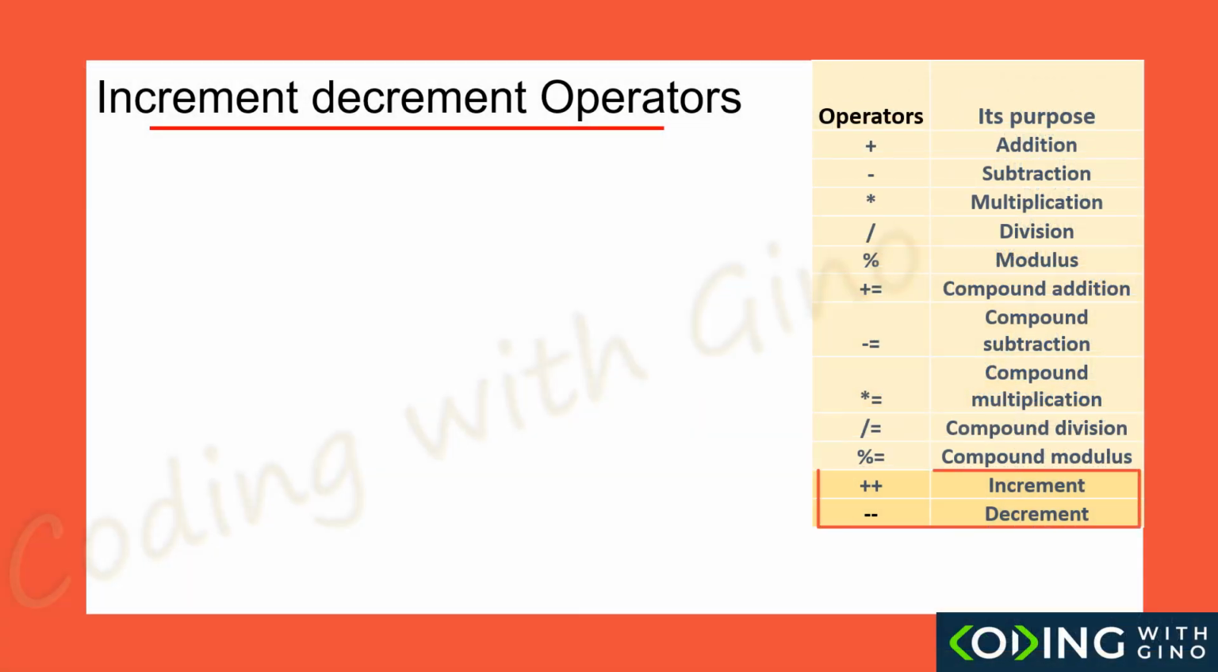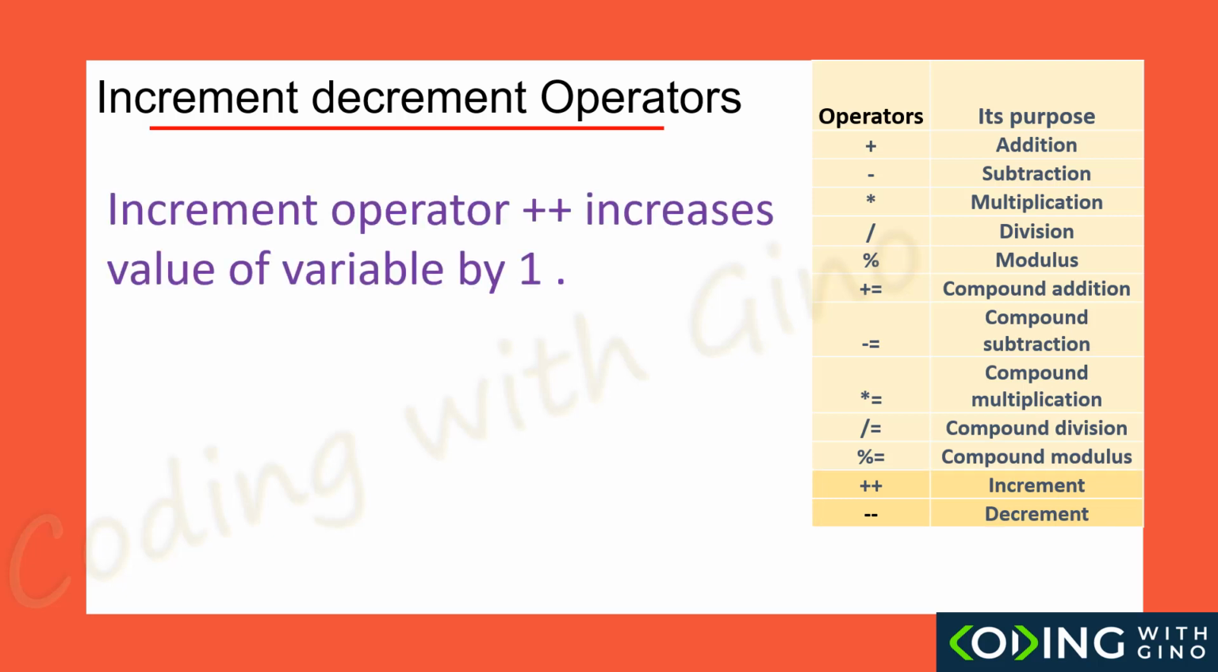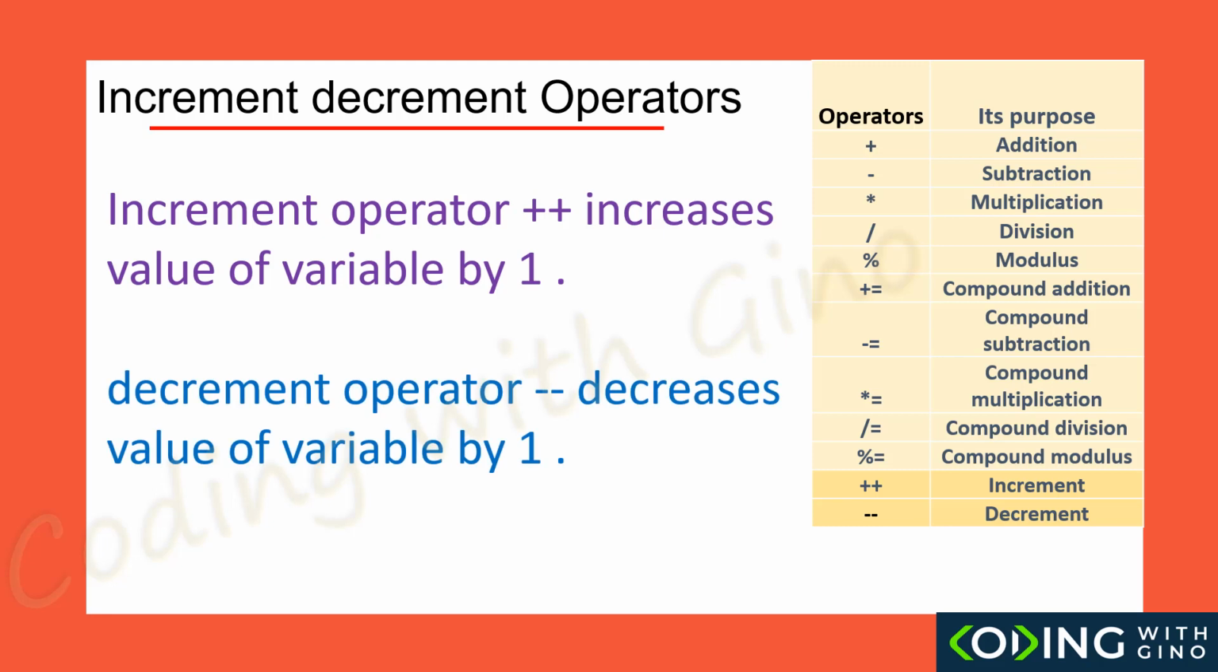There are two operators left now, increment and decrement. Increment operator is represented by two plus signs. It increases the value of data by 1. Similarly, decrement operator is two minus signs. It decreases the value of the variable by 1.